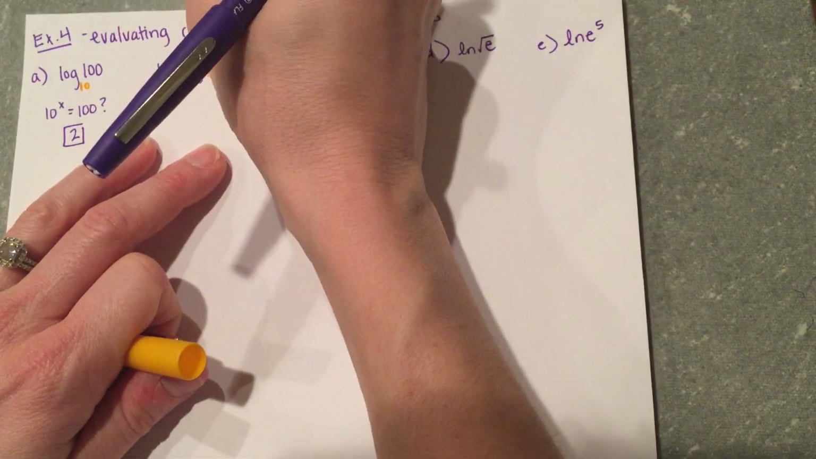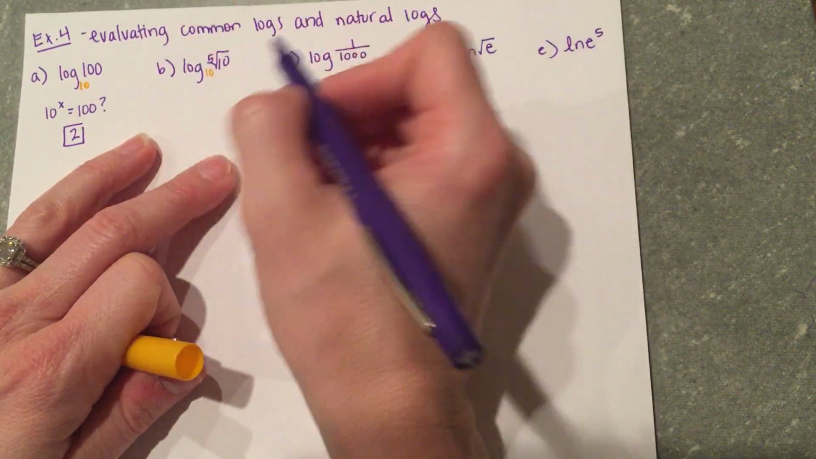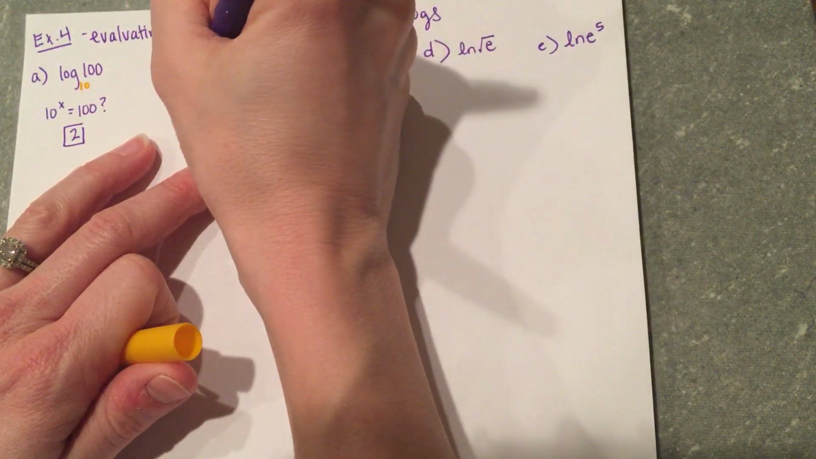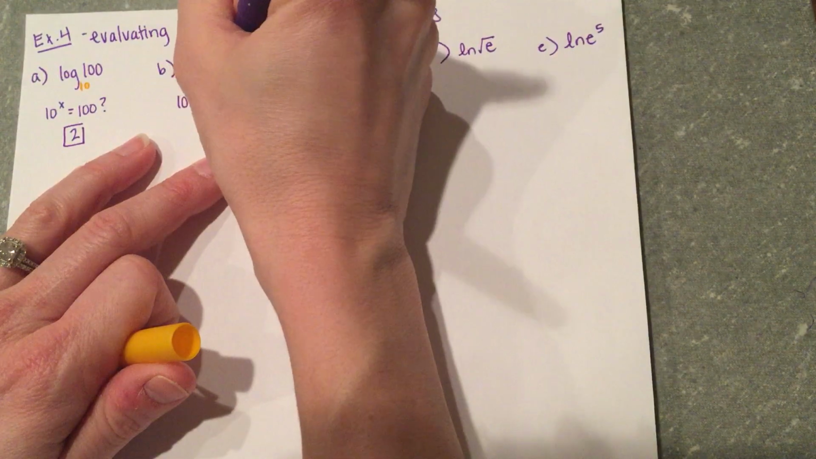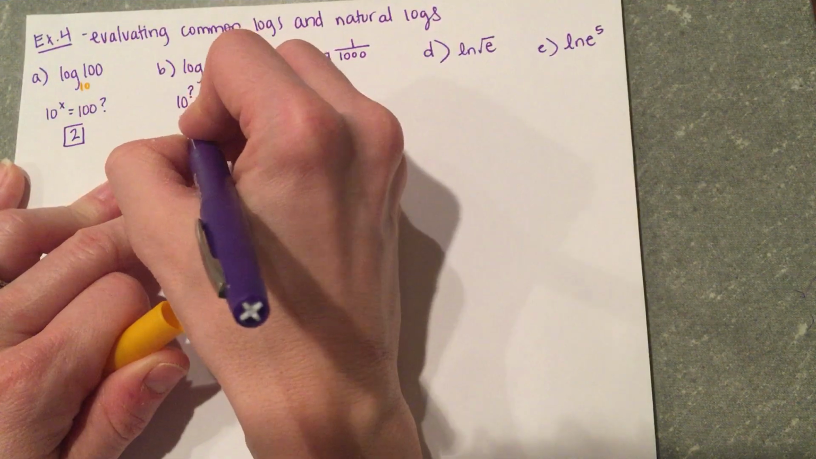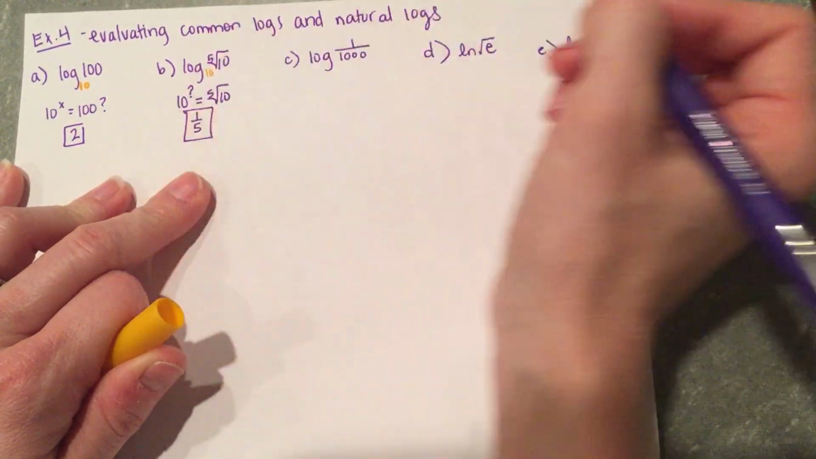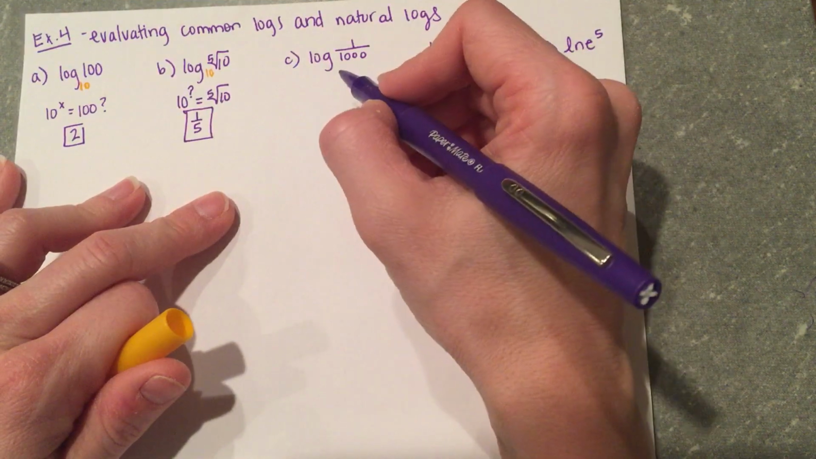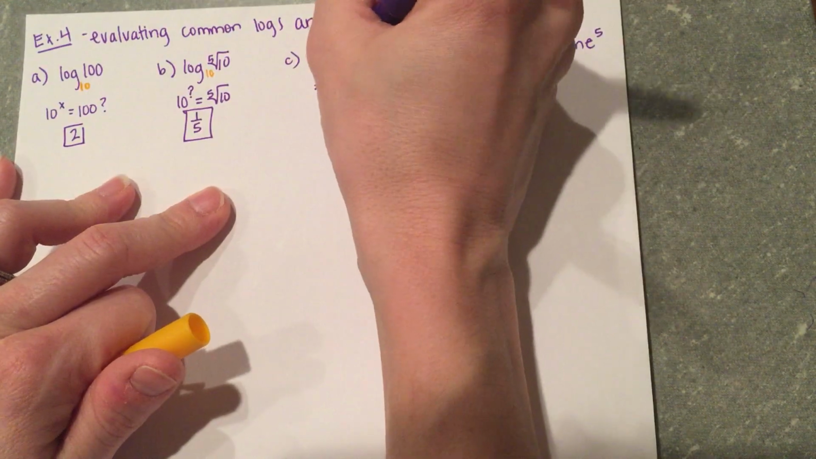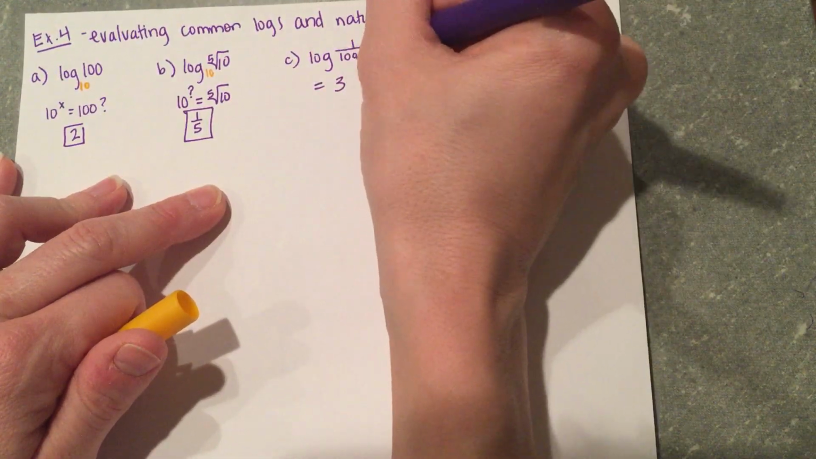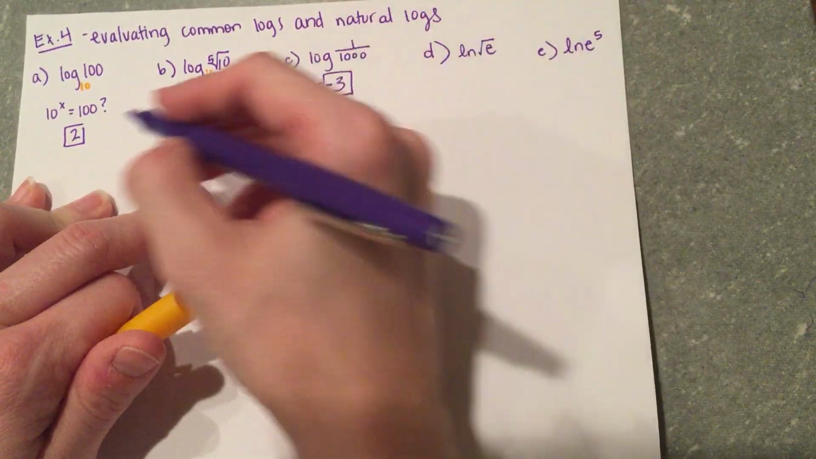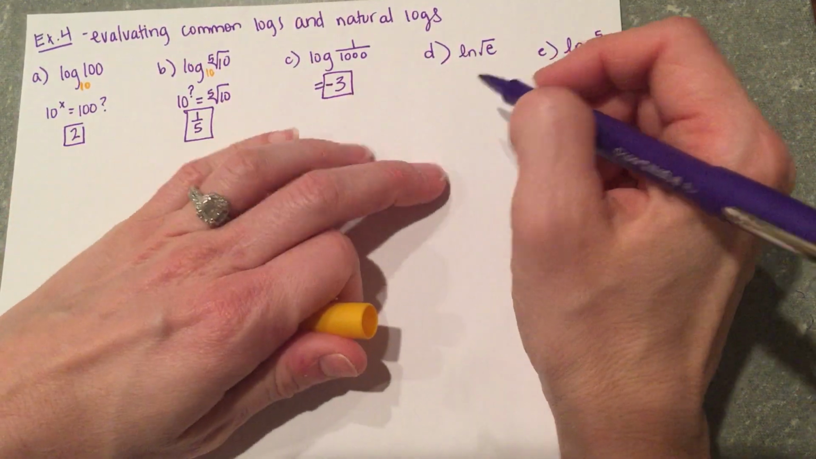For this one, remember, if the base is not written, it's assumed to be 10. So 10 to what power, put an x, put a question mark, would be the 5th root of 10? Wasn't the 5th root of 10 the same thing as the 1/5 power? So our answer is 1/5. And then this one, 10 to what power is 1 over 1,000? Well, I know 10 cubed is 1,000, but since it's in the denominator, I need to make that -3. Remember, we're always looking for an exponent when we solve logs.